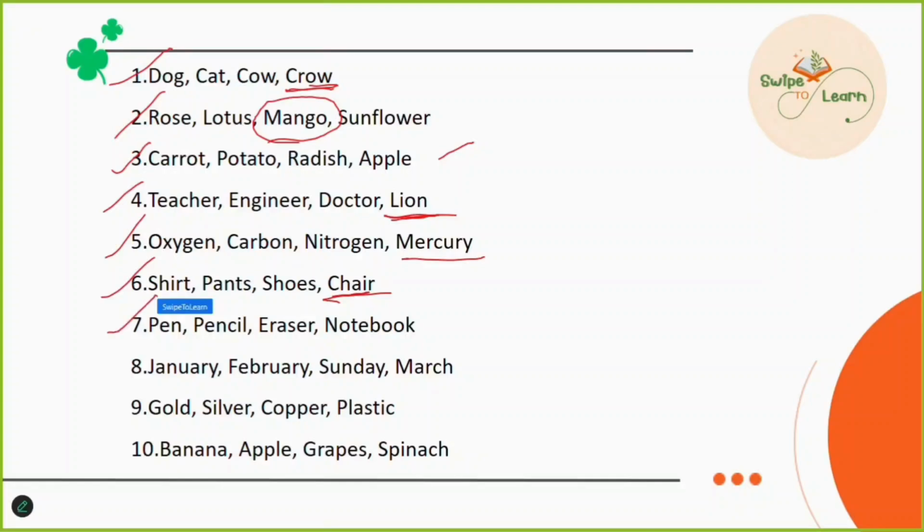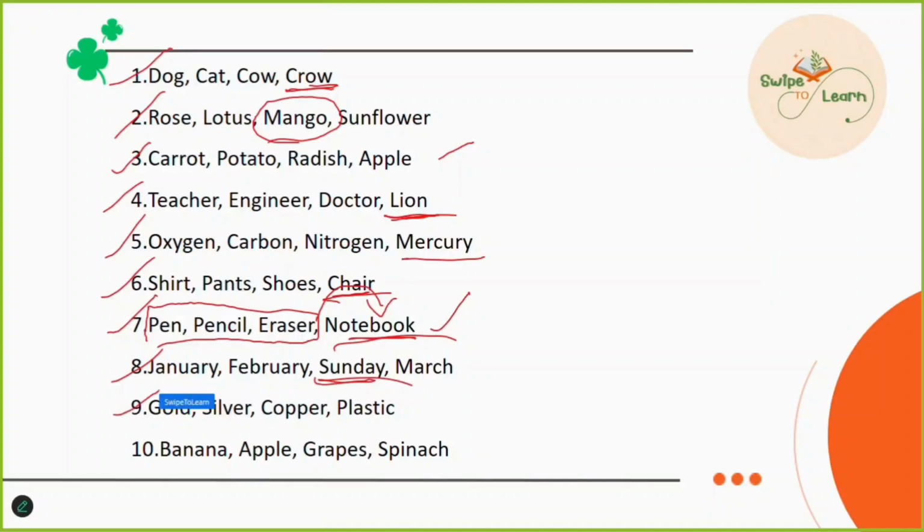Next, pen, pencil, eraser, and notebook. Pen, pencil, and eraser are the things which you need to write on a notebook. A notebook is a surface, whereas these things are used on the notebook. So notebook will be the odd man out. Next, January, February, Sunday, and March. Very simple. Sunday will be the answer because Sunday is a day of the week, whereas all others are months.